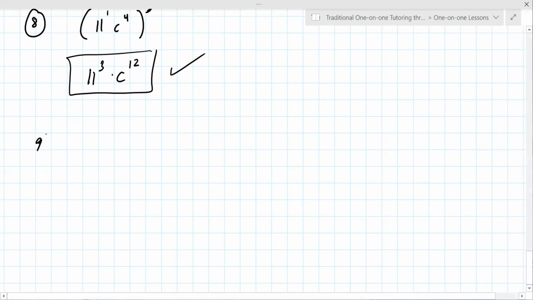All right, let's go to number 9. This is one of the ones that was hard to see. It's 6a squared b to the 6th, all cubed.